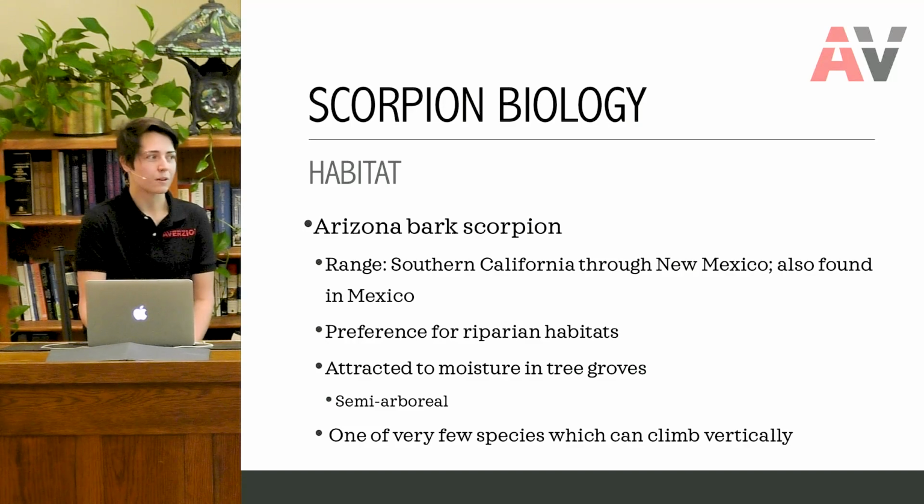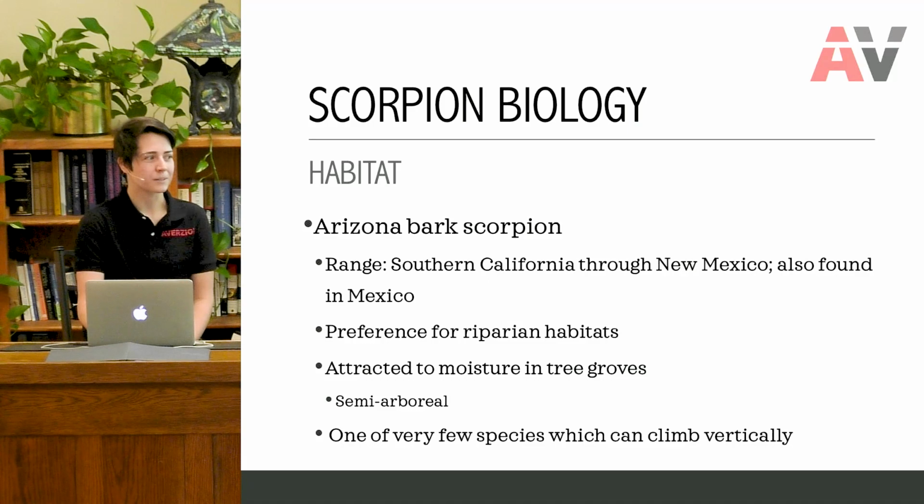It does have a preference for riparian habitats, so near water sources where it's going to be able to find water. It's attracted to moisture in tree groves, so especially around here in Phoenix, where we have a lot of citrus tree groves, those are really attractive to the Arizona bark scorpion. So anywhere that it's going to be able to find water, it's going to live. And the water also means that prey is going to be abundant. So if a scorpion can survive there, and if its prey species can survive there, it's going to thrive in these environments. And that's why so many scorpions are found in the urban environments near Phoenix.